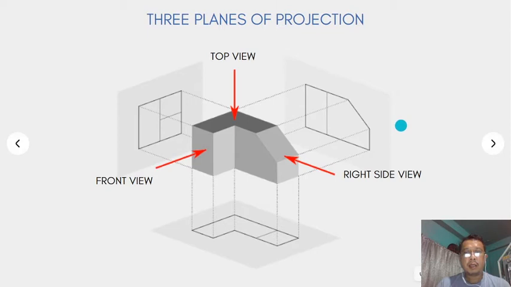If we change our point of view to the top view, seeing the object from the top, this is the projection on the top view of the object. Again, changing the POP, or point of projection, we can see the right side view of the object. Projecting this side, this will be the output for the right side view of the object.